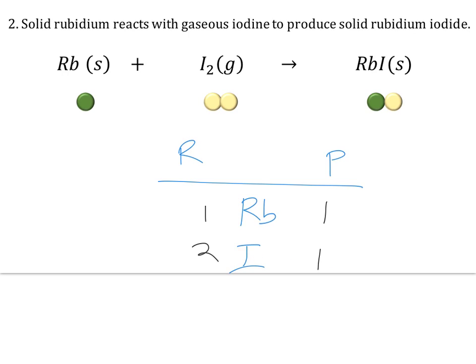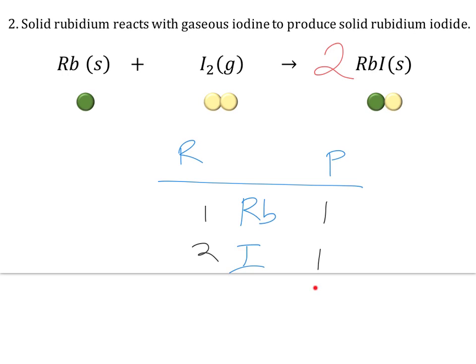And remember, we're going to only make those adjustments using the coefficients out front. So I can tell from here I need more iodine on the product side, and I actually need 2. So we're going to take our coefficient and put it out front here. Remember, when I put this coefficient out front, it's going to apply to everything that comes after it. So I now have 2 pieces of this rubidium iodide. So that means I have 2 rubidium ions and 2 iodine ions as well.